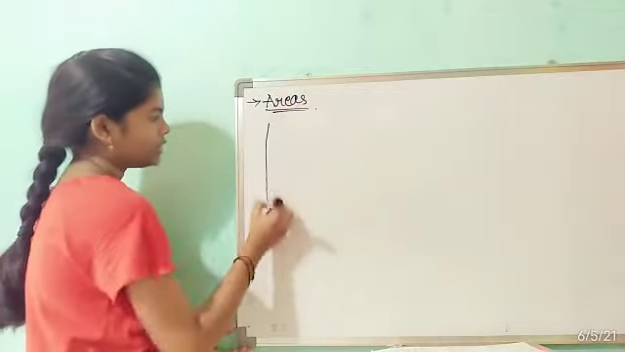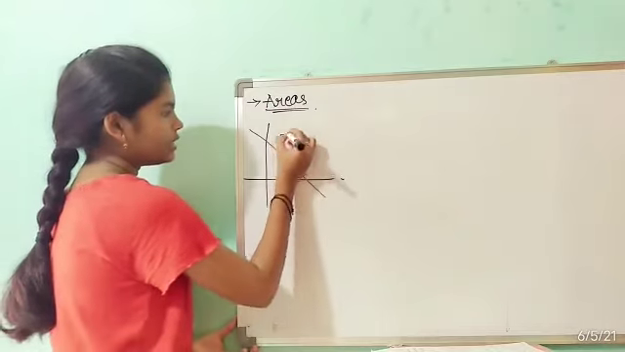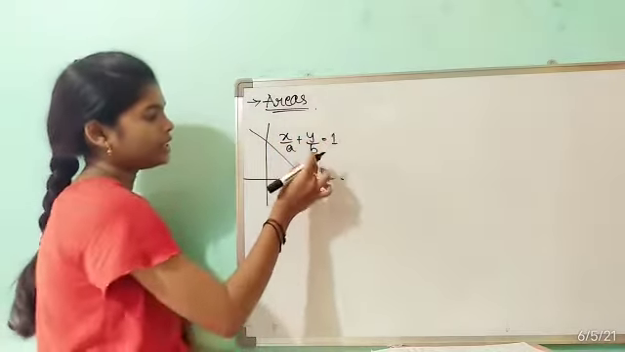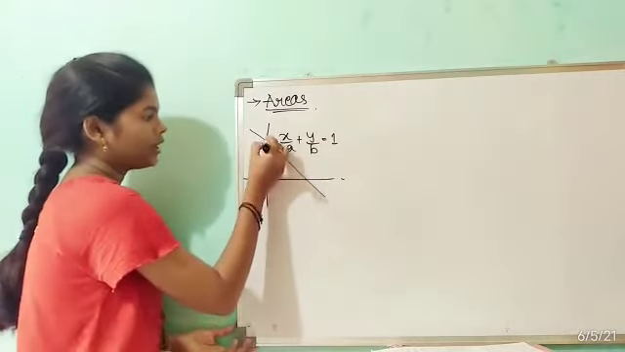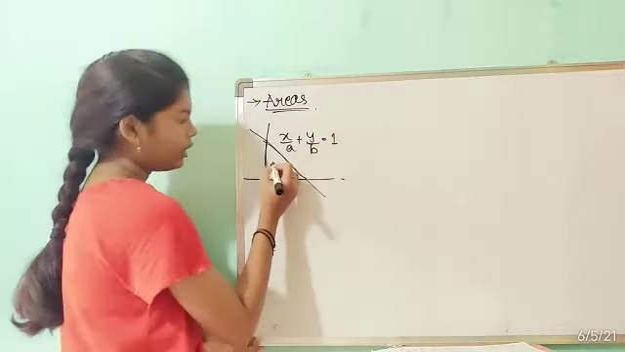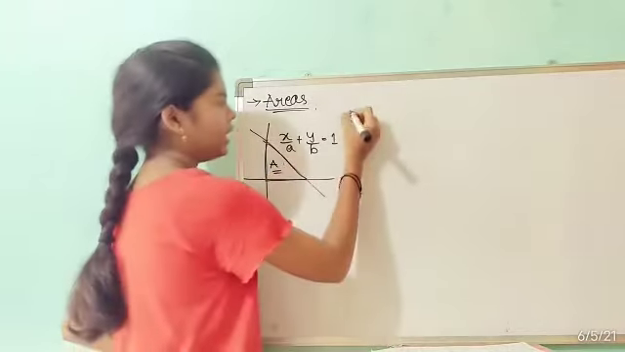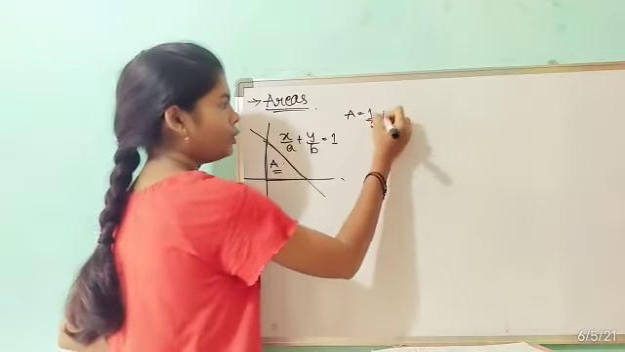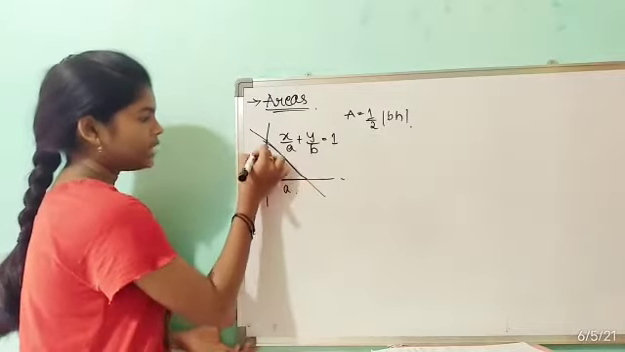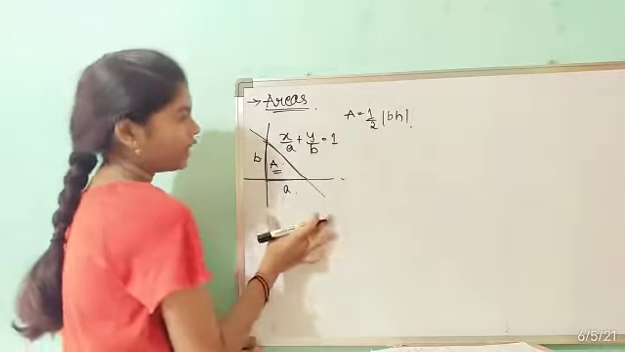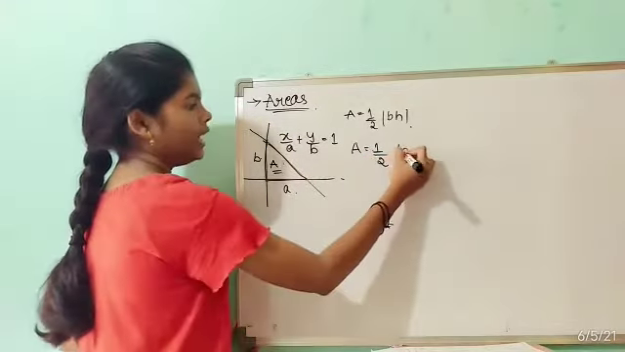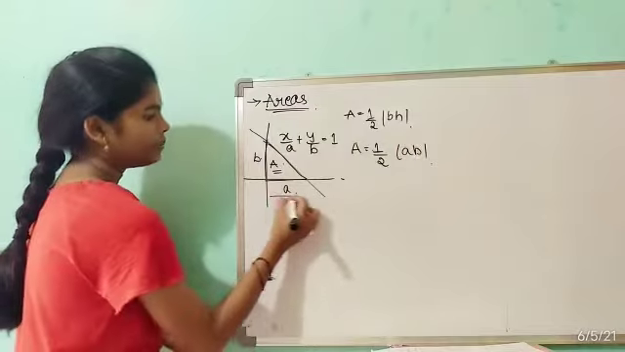Next, areas. Suppose this is a coordinate axis and this is the intercept equation. If this line forms a closed area with the coordinate axis, then what will be the area? Generally, area is half into breadth into height. Here, this is the A intercept and this is the B intercept, so the area will be half into A into B. It is simply the breadth into height.